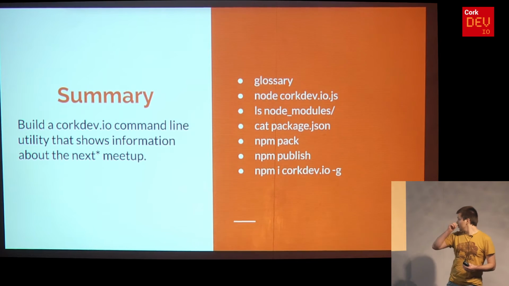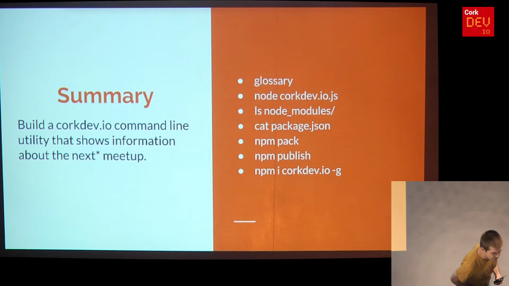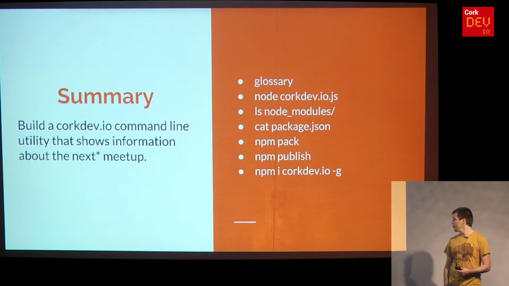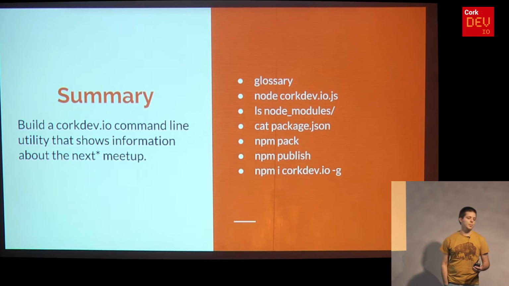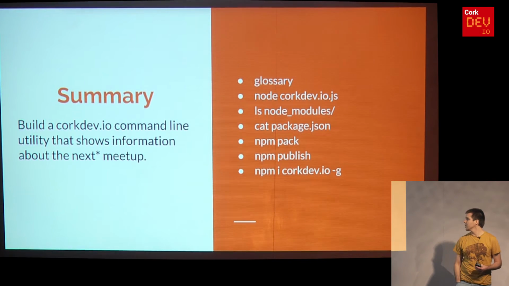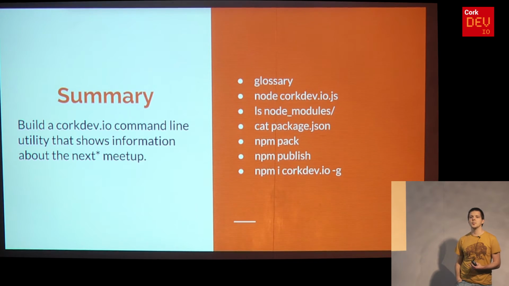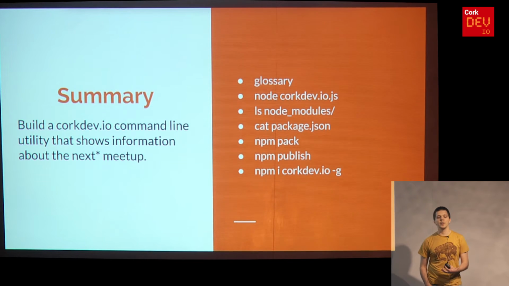The summary of this talk is: in 20 minutes, I hope no longer than that, let me check the time. Yeah, in 20 minutes, let's build the first npm package for CorkDev.io, which will be a command line utility that will show the next or the current talk on CorkDev.io. Why a command line? Because I just want to make the point that Node is not just for building web apps. We can build whatever we want in Node. That's why the command line, and it's pretty easy to get the command line to work as a website.